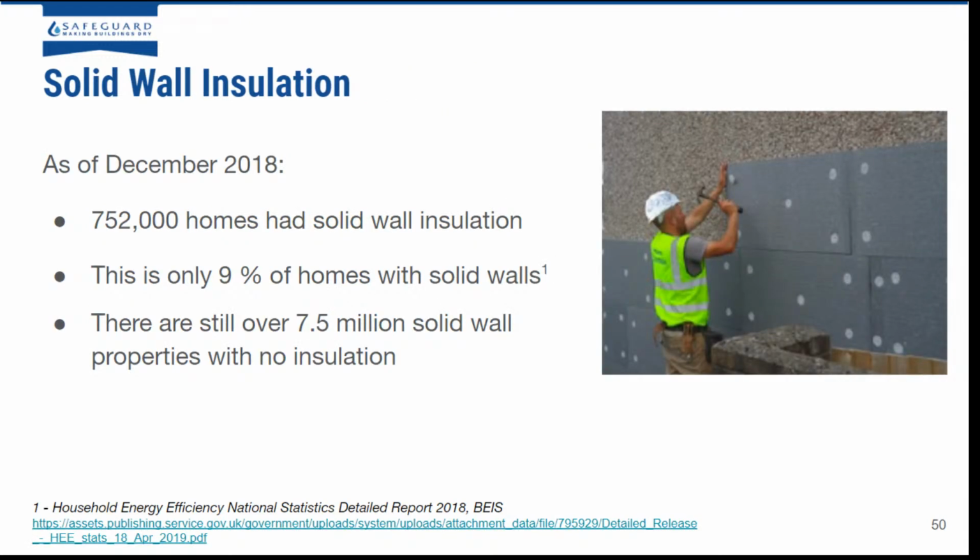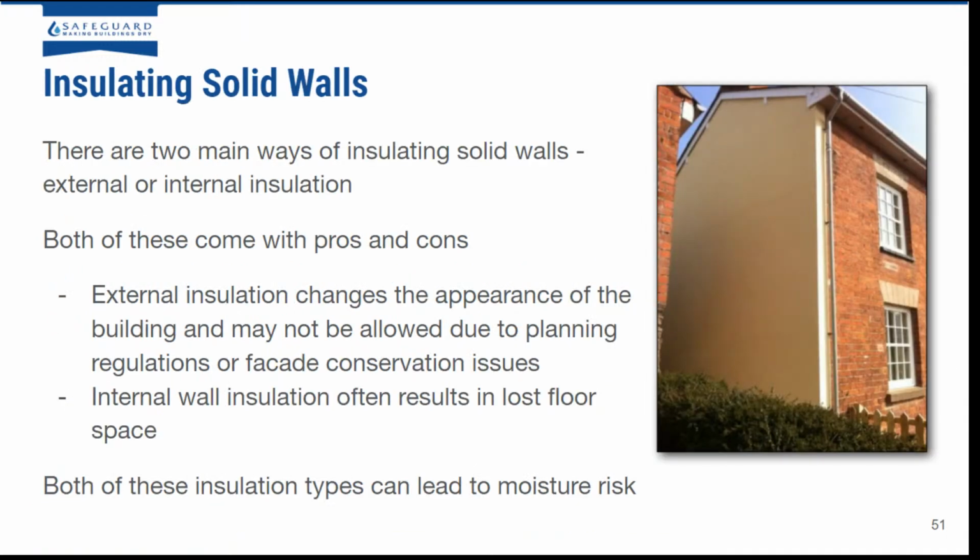Okay, so solid wall insulation. As of December 2018, only 9% of homes with solid walls had insulation. So still over 7.5 million solid wall properties with no insulation. And that's typically because solid wall insulation is a bit more tricky to install and is typically more expensive. So there's two main ways of insulating solid walls, either externally or internally. And both of these come with pros and cons.